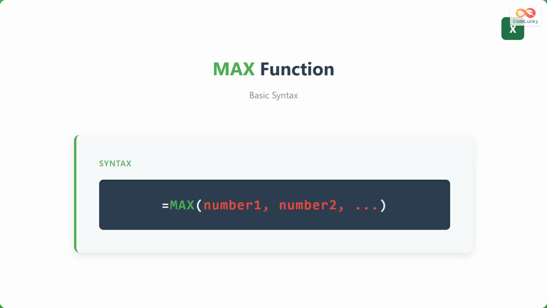Let's start with the max function. The basic syntax of the max function is as follows: =MAX(number1, number2, and so on). You can include multiple numbers or cell references separated by commas within the parentheses. Excel will then determine the largest value among the provided numbers.